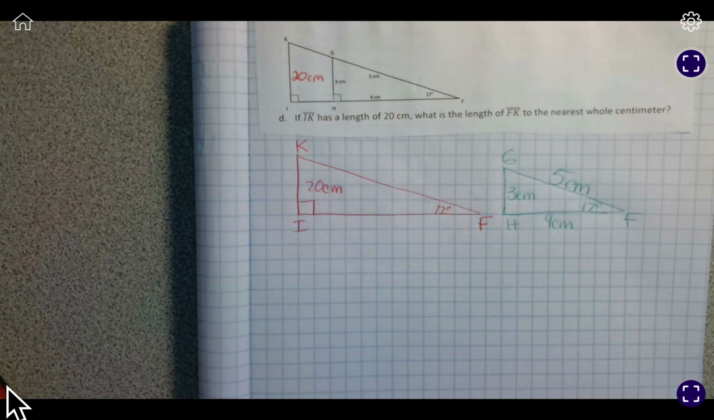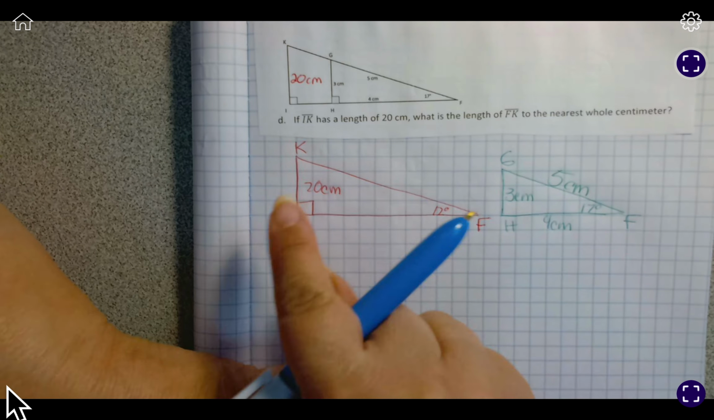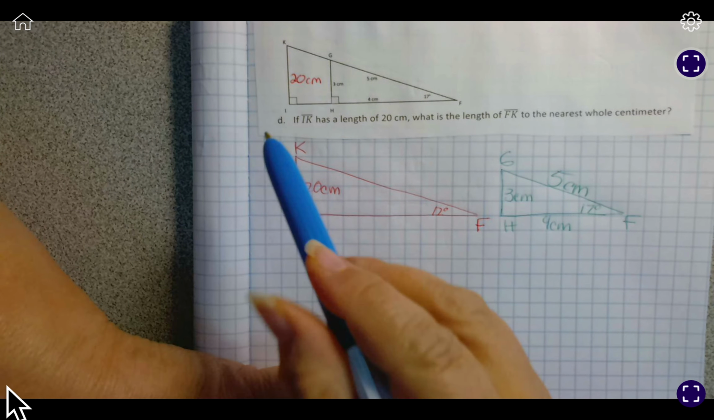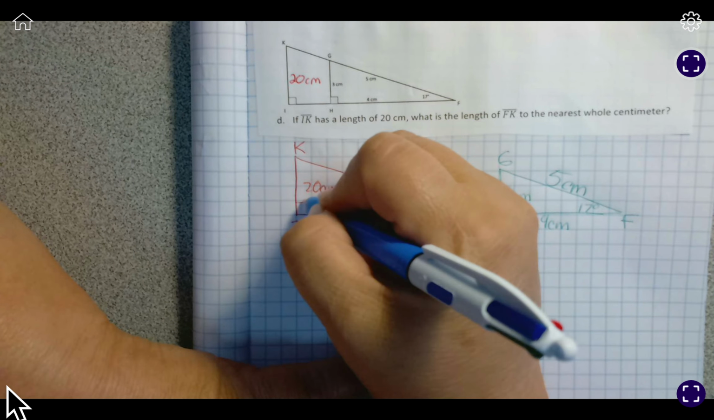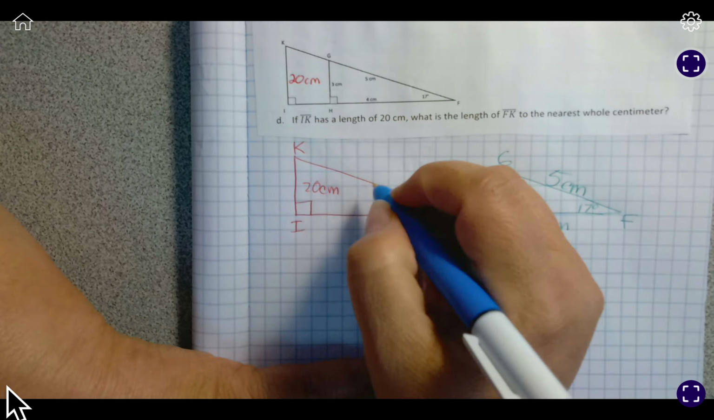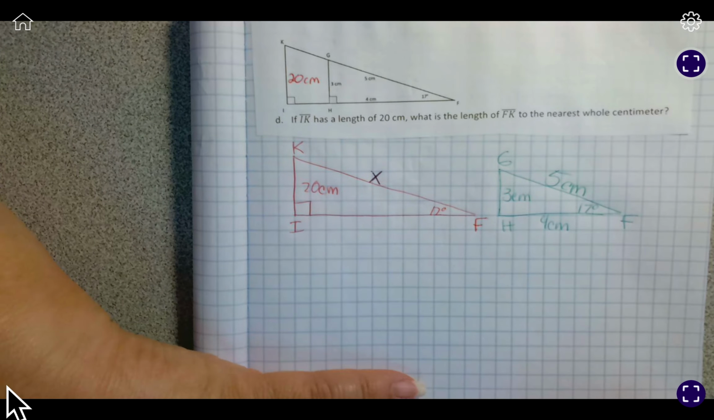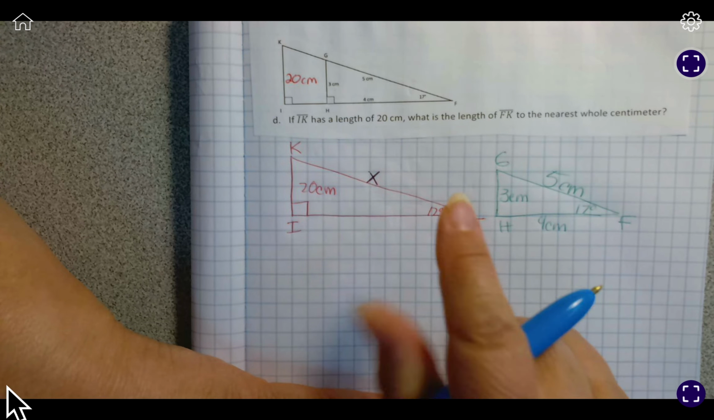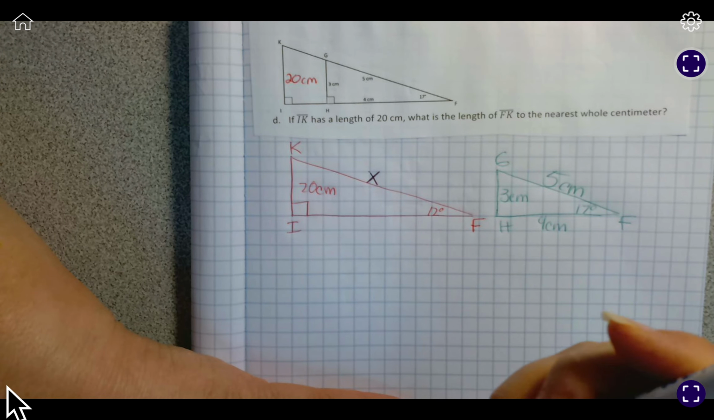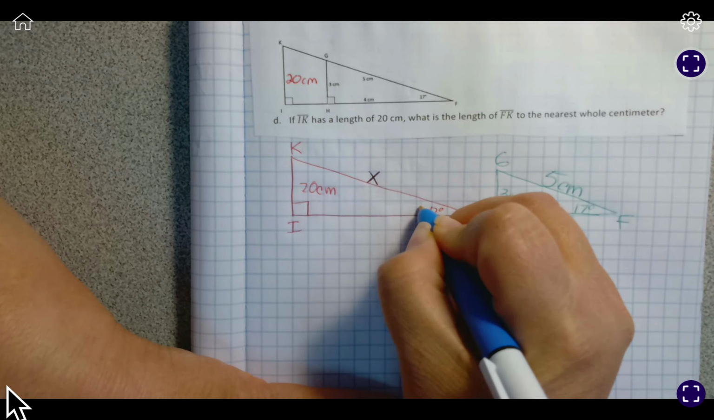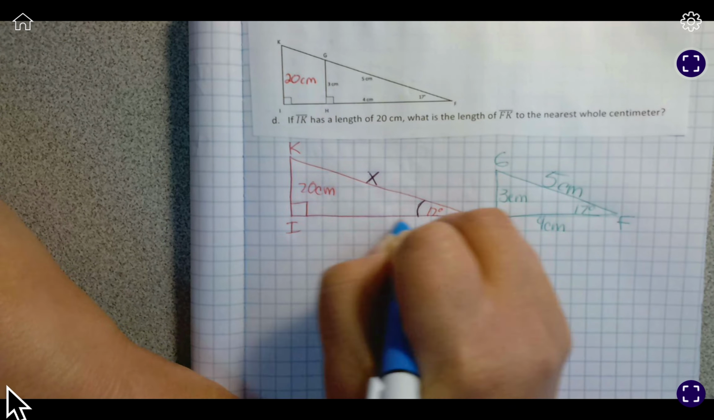Okay, so I want to know this one. Well, I have this one. I know this one. The one I want to know is FK, which is this one. So I'll put an X right there. So what I'm working with, now let's label this here. This is 17 degrees, so this is the angle. We're going to use this as our reference angle.